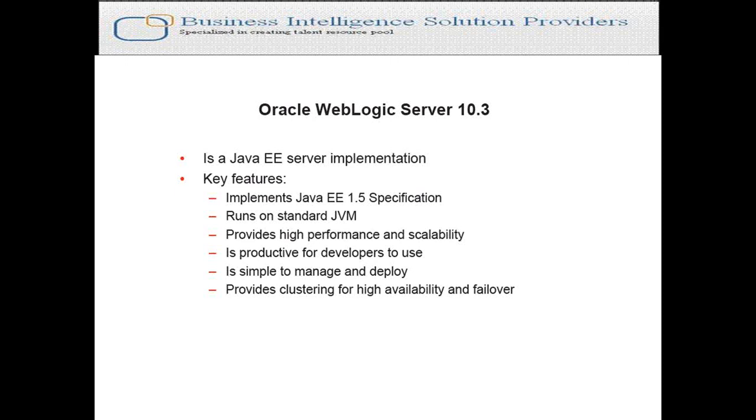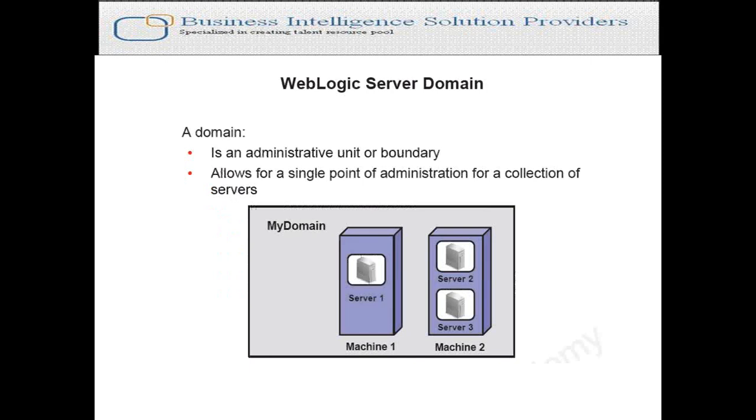It provides high performance and scalability. It provides failover and high availability. Okay. The major thing that it has is a domain. Domain is the administrative unit or boundary. It is not a physical thing, it's a logical entity. You can have multiple servers on multiple machines, and they can be contained in one domain. For every domain there is an EM console. The EM console actually manages your domains.